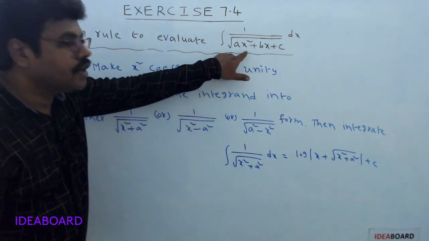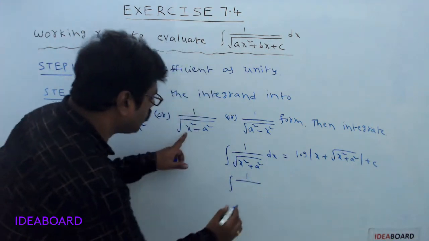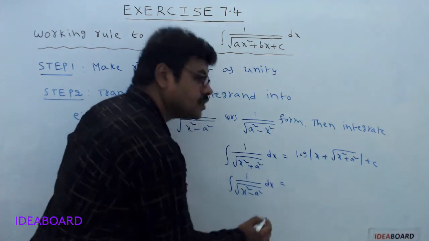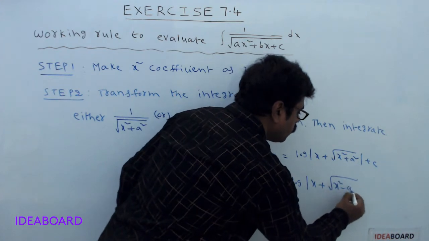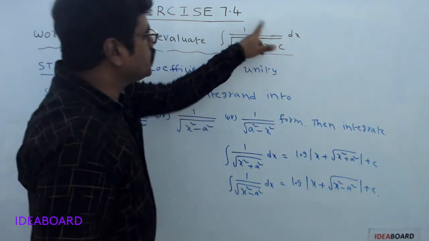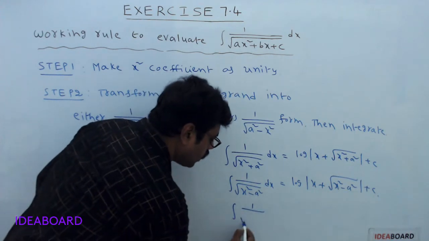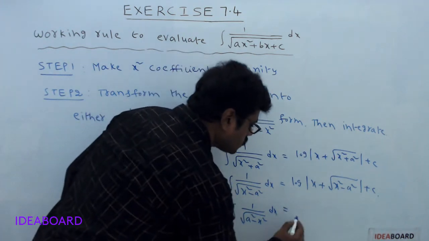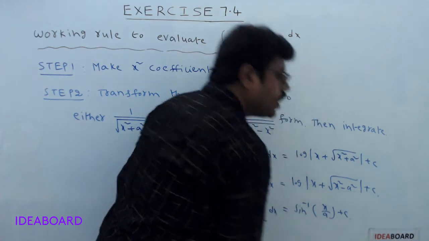Suppose this integrand will be reduced into this form. Then you can apply integral 1 divided by square root of x square minus a square dx equal to log mod x plus square root of x square minus a square plus some constant. Suppose this integrand will be reduced in this form, then integral 1 divided by root of a square minus x square dx equal to sine inverse of x divided by a plus c.